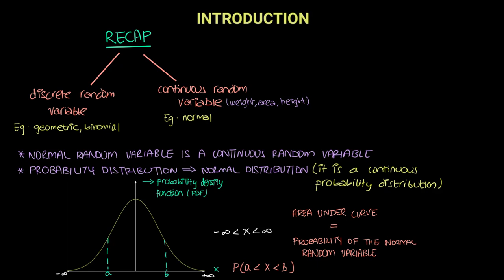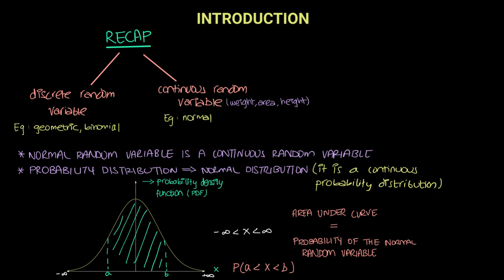How do we compute the probability from A to B? Well, we simply need to find the area under the curve, which is this part. So I'm just going to shade it over here so you guys can see. This is the area under the curve from A to B, and this portion will give you the probability. And now, how does one find the area under a curve?